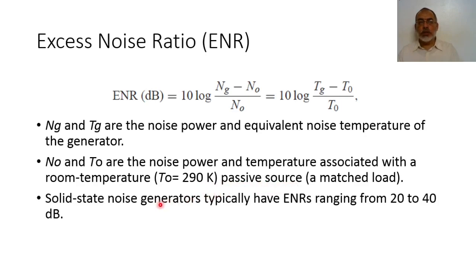Usually, solid state noise generators are characterized in terms of the excess noise ratio, not the effective temperature. So solid state noise generators typically have an excess noise ratio in the range from 20 to 40 dB. These are some types of the noise sources which are mainly used in noise measurements.